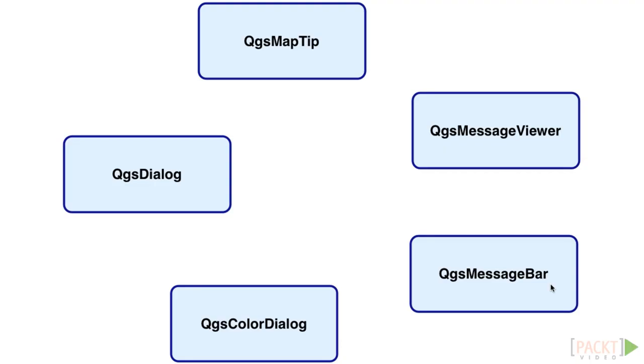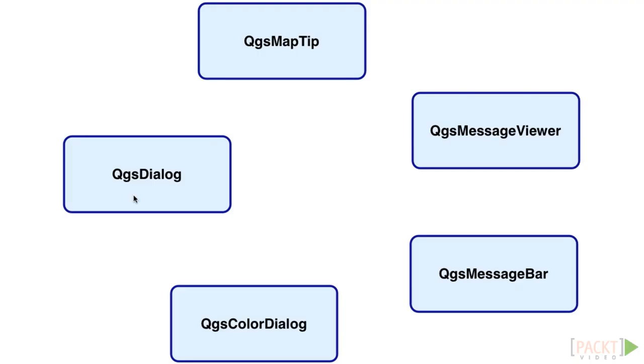QGIS.GUI package by looking at some of the other classes which you might find useful. The QGIS map tip class represents a tooltip that gets displayed when the user hovers the mouse over a feature. The map tip will display a particular attribute value for that feature, and you can choose the attribute by calling the layer.setDisplayField method.